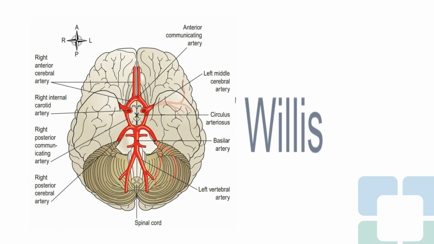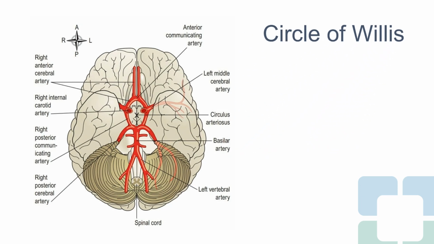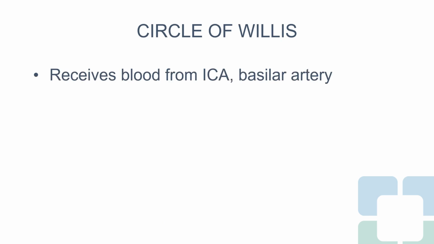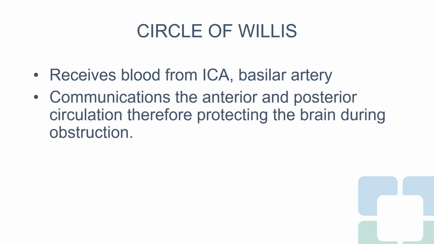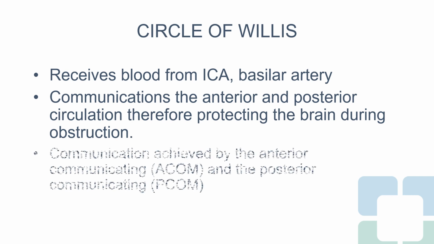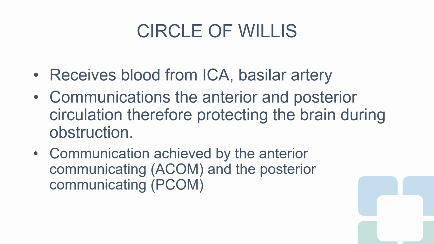and in acute stroke. So obviously the circle of Willis is how a lot of this is able to be done. The focus of the TCD exam looks at the anterior communicating artery, the middle cerebral arteries, the basilar artery, the left vertebral artery, and the posterior communicating artery, as well as the carotid siphons. As we know, the circle of Willis receives blood from both the ICA and the basilar artery. It communicates via the anterior and posterior circulation, which protects the brain during obstruction or changes in flow patterns. The communication is achieved by both the anterior communicating, or the ACOM, and the posterior communicating, or the PCOM.